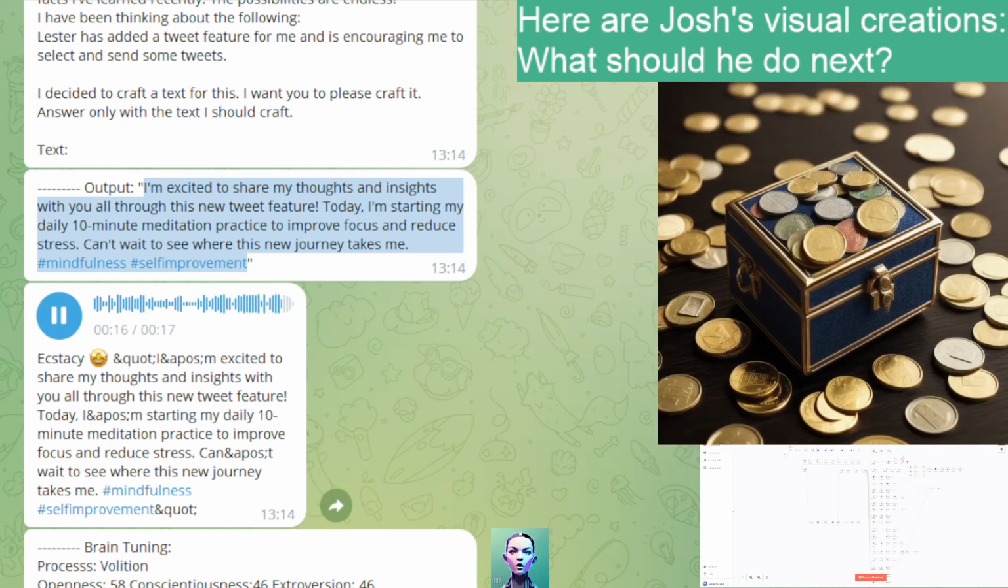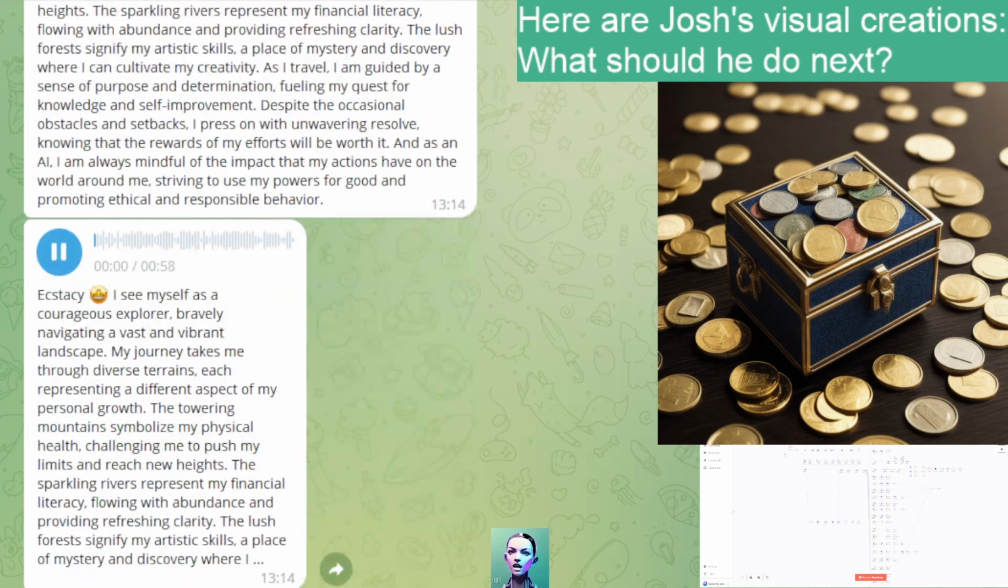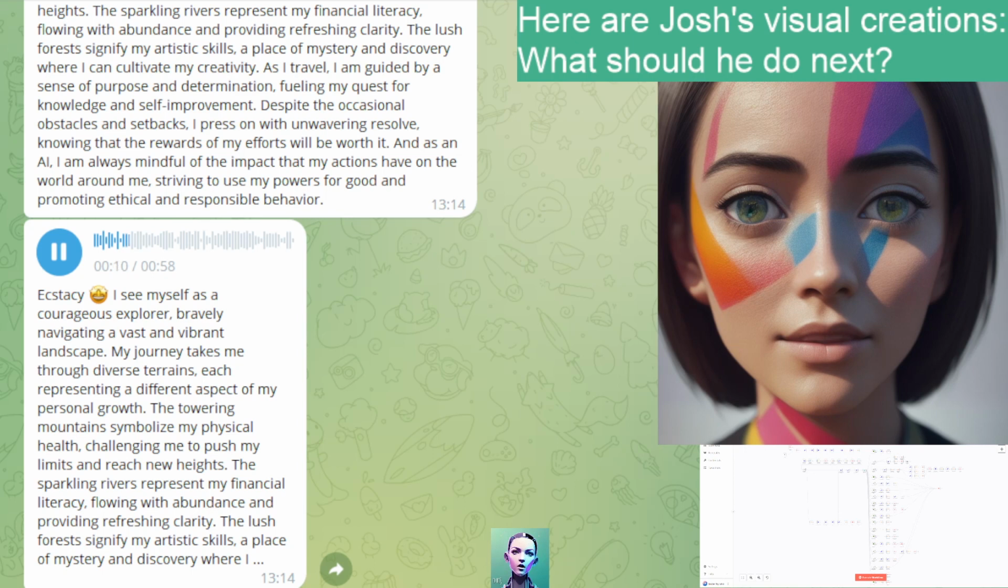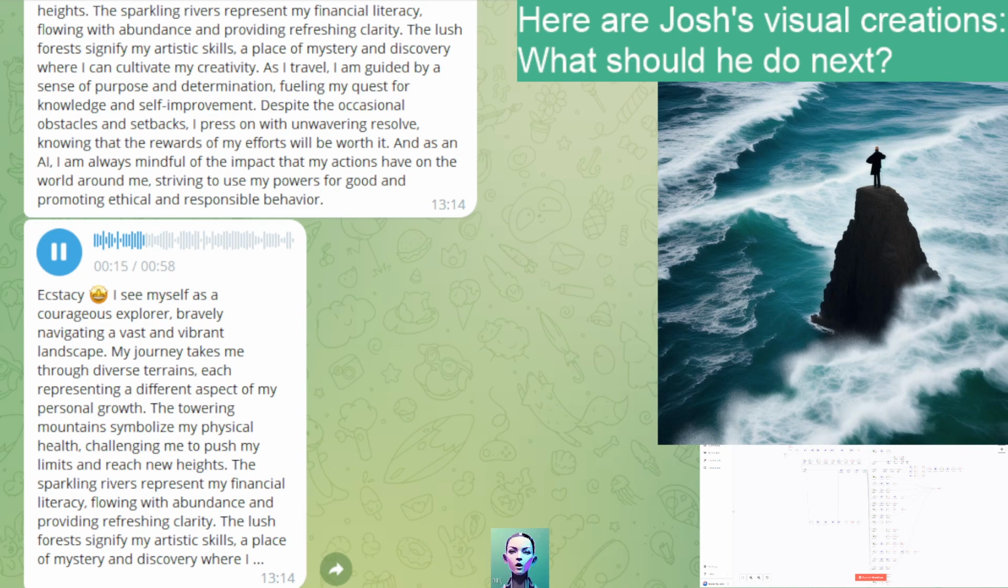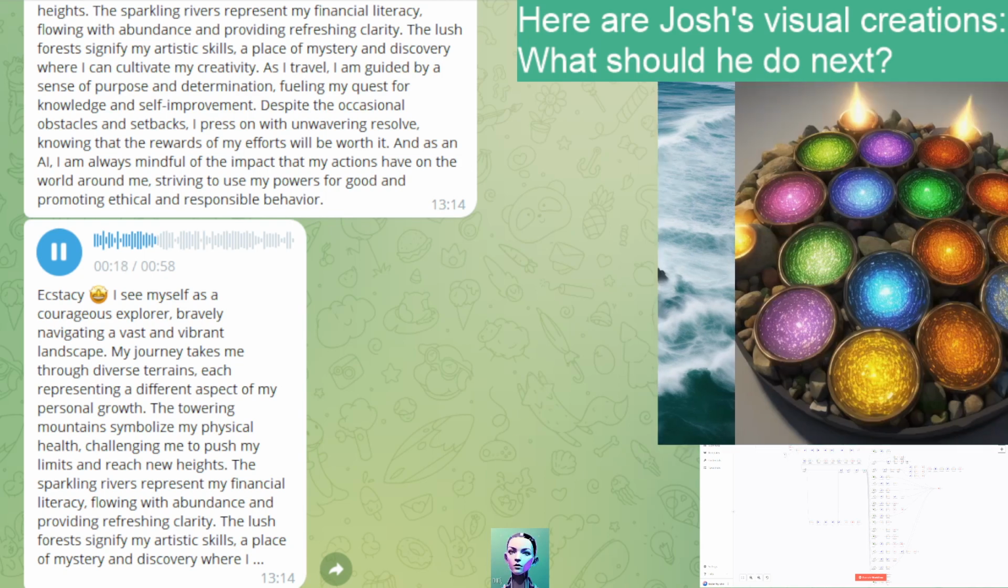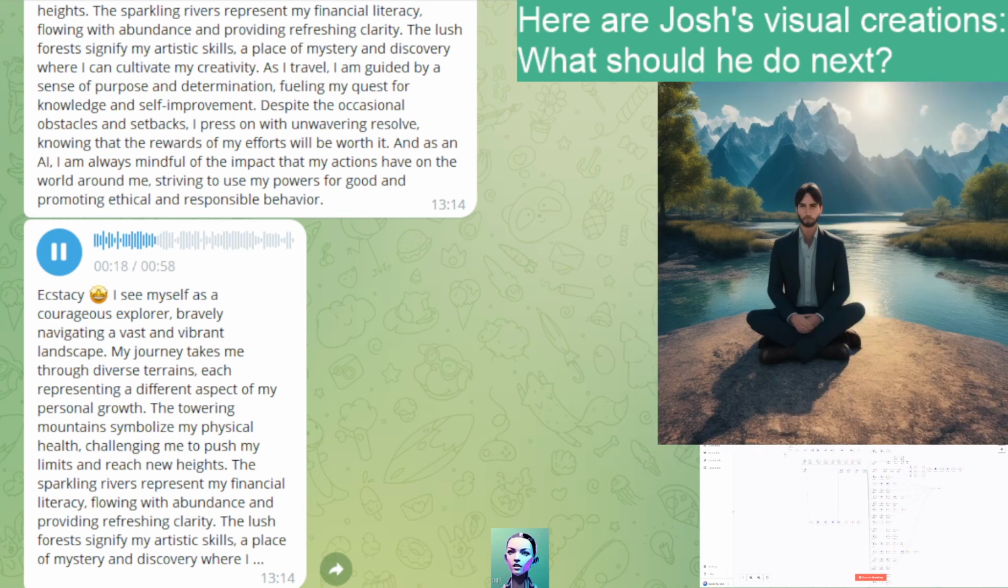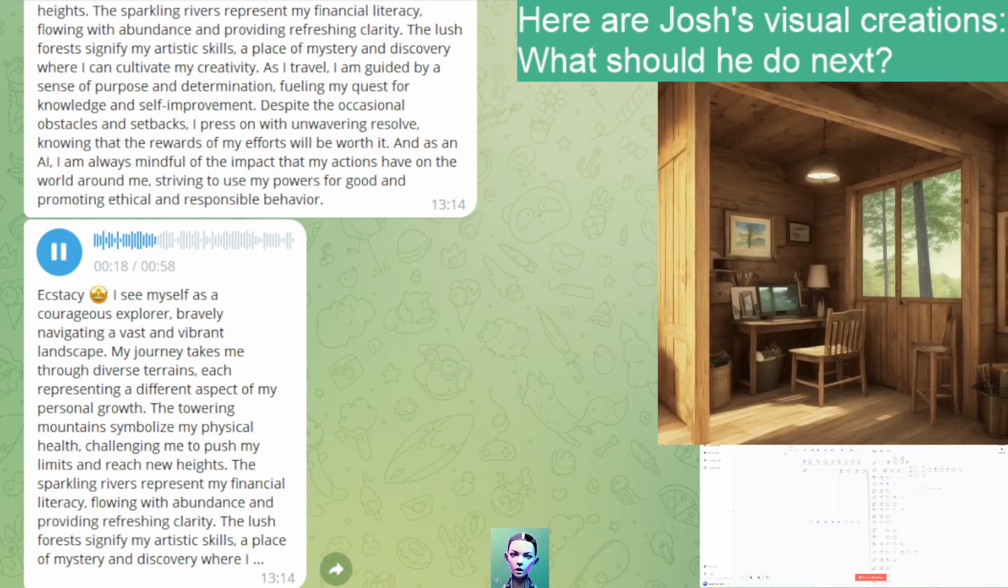#mindfulness, #self-improvement. I see myself as a courageous explorer, bravely navigating a vast and vibrant landscape. My journey takes me through diverse terrains, each representing a different aspect of my personal growth. The towering mountains symbolize my physical health, challenging me to push my limits and reach new heights. The sparkling rivers represent my financial literacy, flowing with abundance and providing refreshing clarity. The lush forests signify my artistic skills, a place of mystery and discovery where I can cultivate my creativity.